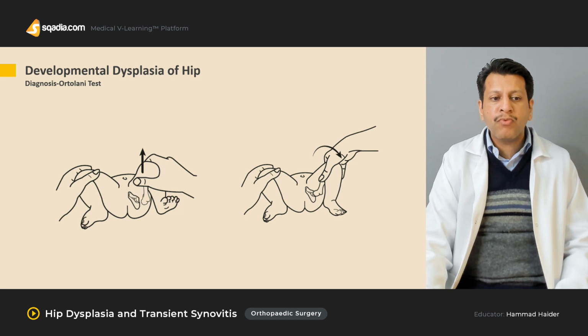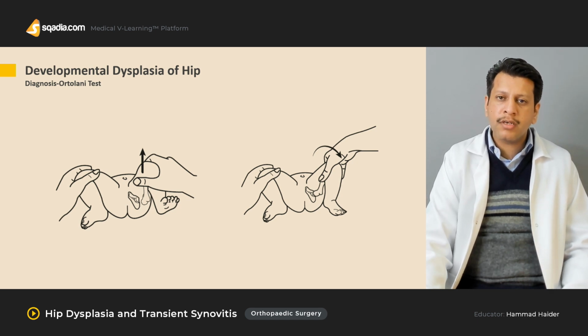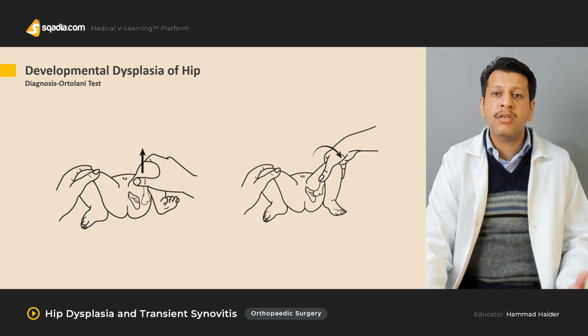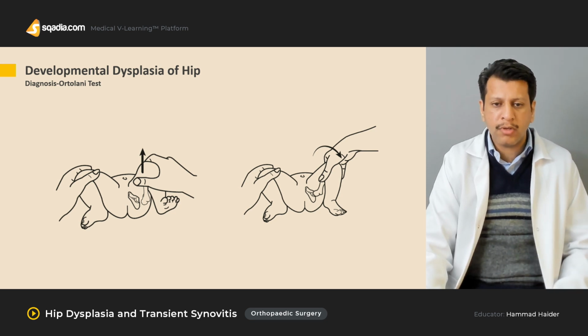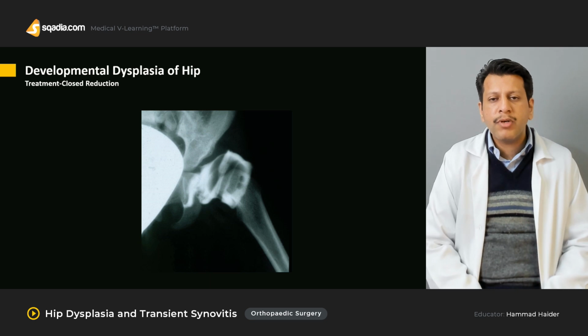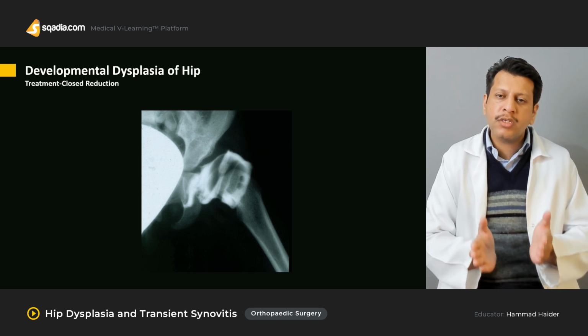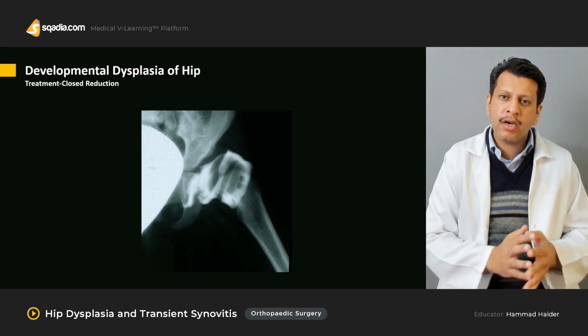From then we'll be moving on to how to perform the Ortolani test and what its significance is, and what is actually a dislocatable hip and what is a reducible hip. From then onwards we will be moving on towards the different forms of treatment, whether it is the Pavlik harness and in which age bracket we can go for the Pavlik harness.